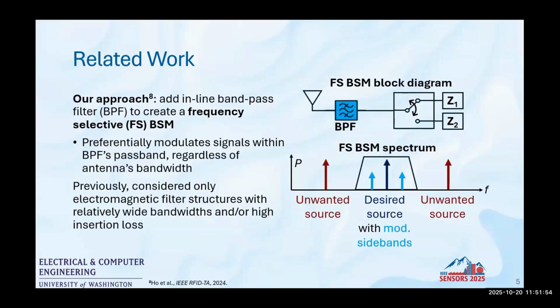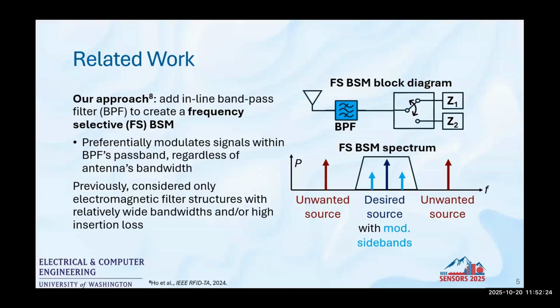Our approach to address this is to just add a bandpass filter in line with the modulator to create a frequency selective backscatter modulator. By introducing this filter, the bandwidth of that delta gamma response can be correspondingly reduced. In the case of an ideal BPF with perfect transmission in the passband and perfect rejection in the stopband, we've shown that it's possible to backscatter carriers within only a single channel and reject all other carriers.